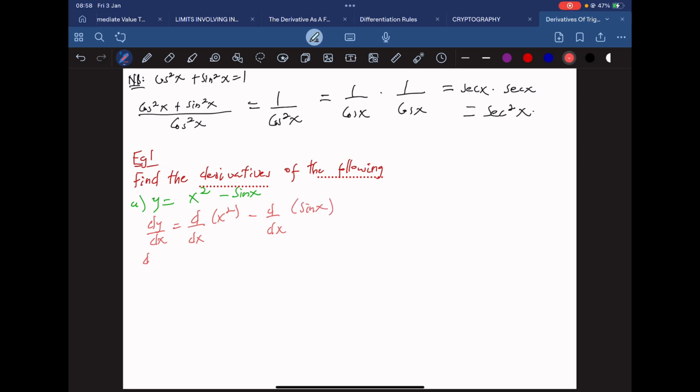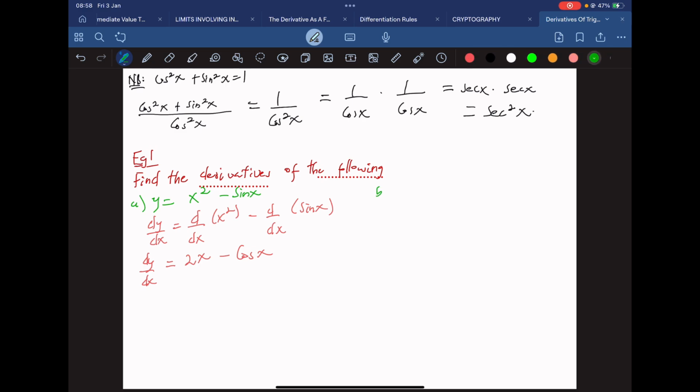So dy dx is equal to, now remember, if we differentiate any polynomial term, the exponent always comes down, then you subtract 1 from the exponent. So now if you subtract 1 from 2, we have 1, so you can choose not to write it. Then minus. Now if we differentiate sine of x, you get cosine of x. So this is going to be your answer. We can also have this.